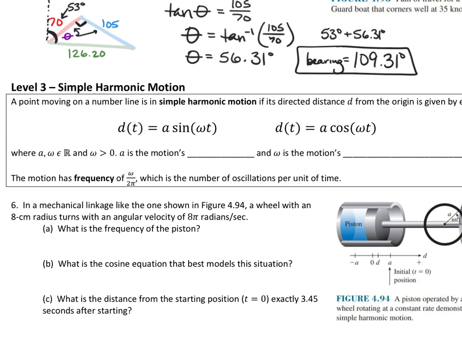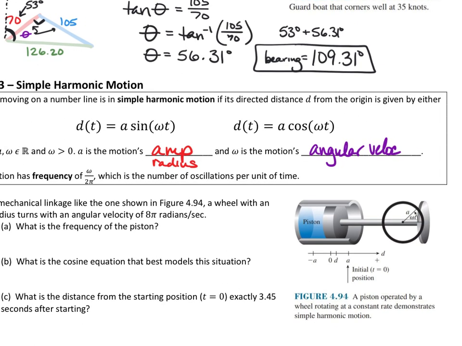Okay, so A is the motion's amplitude or radius. And omega is the motion's angular velocity. So again, if you need to write that down for yourself, do not call that W. That's called omega. It's a Greek letter. Omega.